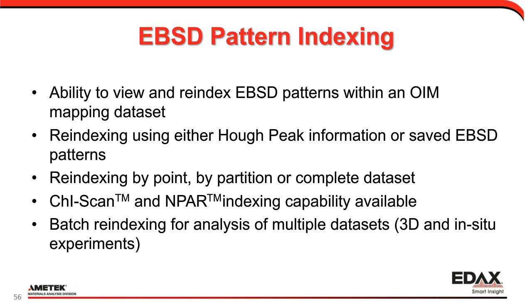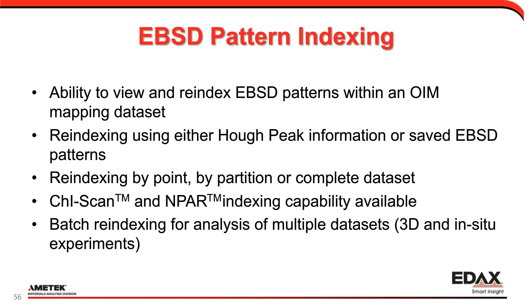And so we can do this reindexing, either using the band positions saved via Hough peak information, or we can save the EBSD patterns. The reason that differentiation is important is that Hough peaks are easy. They're generally saved by default, and they generally reindex fine unless you're not finding the bands correctly. So if you save the patterns, then you can go in and adjust things like your Hough transform parameters. You can adjust some of the background stuff you're doing. And so once you do this, you can start talking about reindexing.